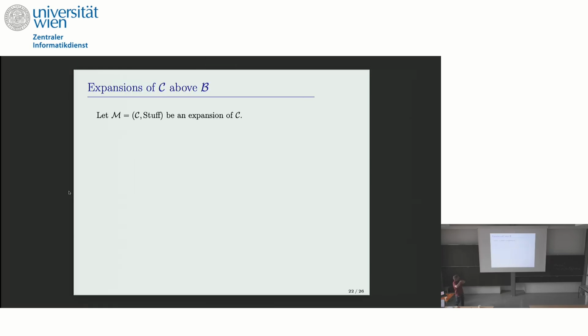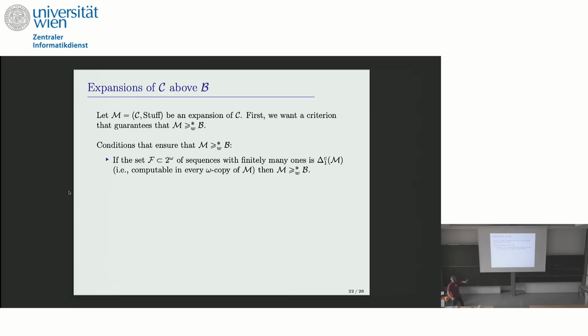So let's look at some expansion of Cantor space with functions, relations, whatever stuff. We want a criterion that guarantees that this expansion is above Baire space. I'm going to start with the very dumbest version, and then build up to better and better criteria, and then use a tiny little theorem from descriptive set theory.